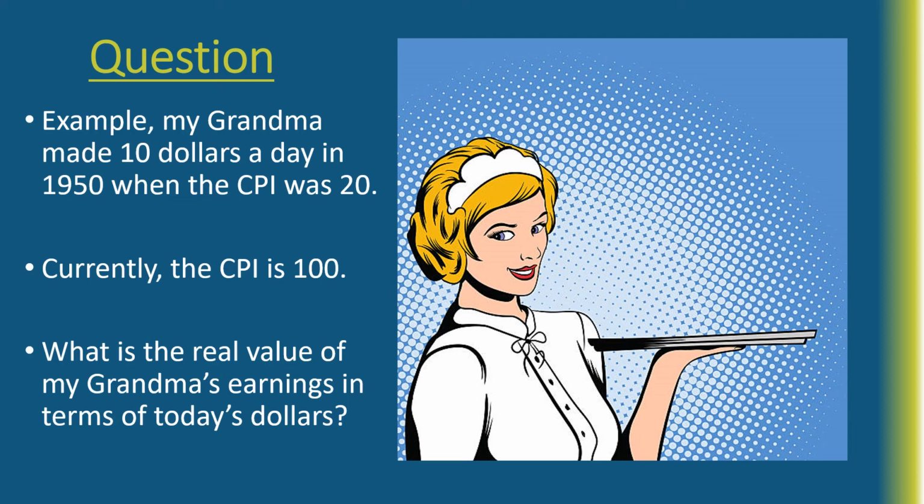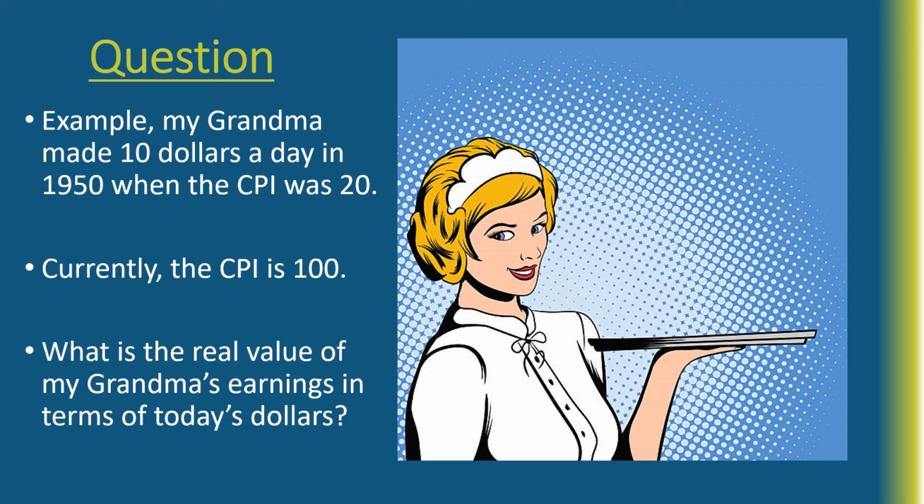So when my grandma was making $10 a day in 1950, how much was that really worth? That's what we're trying to get at here with these figures. What is the real value of my grandma's earnings in terms of today's dollars? Now we need certain things to be able to figure this out. We need to know the nominal amount she had. We need to know the price index that existed in 1950. And we need to know the price index of today to be able to make this comparison.